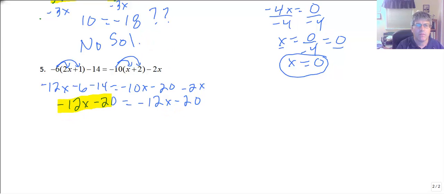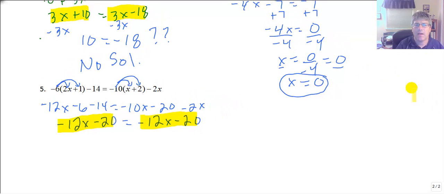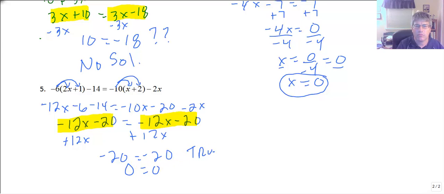So you may notice that this side is exactly like the right-hand side. In the previous problem, the right-hand side and the left-hand side were different, but here they're the same. Let's go ahead and add 12x to both sides. We get negative 20 equals negative 20. If we added 20 to both sides, we get 0 equals 0. That is a true statement, which means no matter what number we put in for x, this will always work.